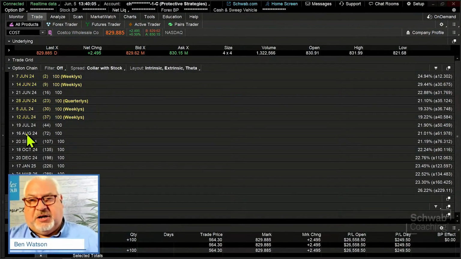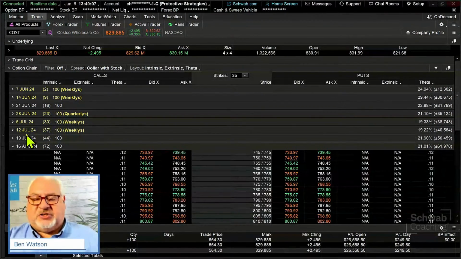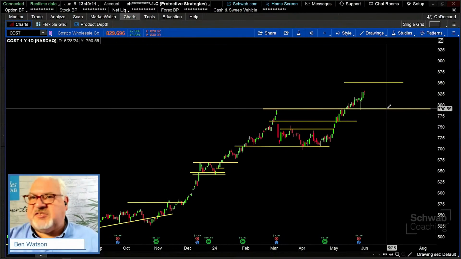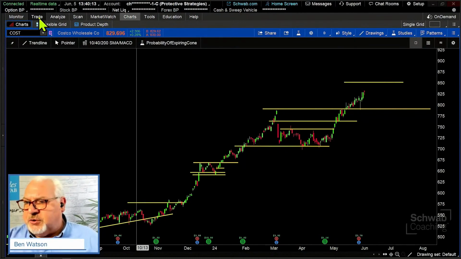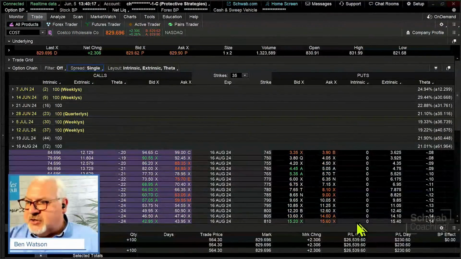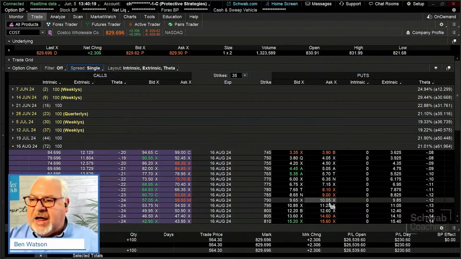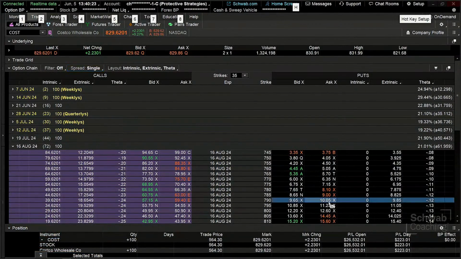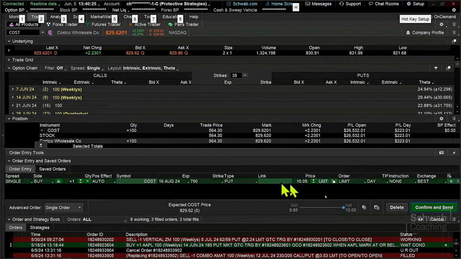So in this case, I'm going to go out to the 16 August, cross-check against the chart. We're looking at the 790 strike. And so I'm going to look at, let's make these singles again. Let's look at buying the 790 strike out 72 days to go until expiration. And so I'm going to click on that. We'll put that in as our first leg here.